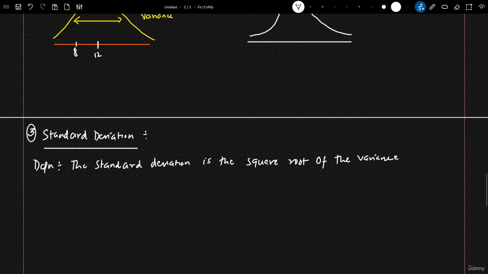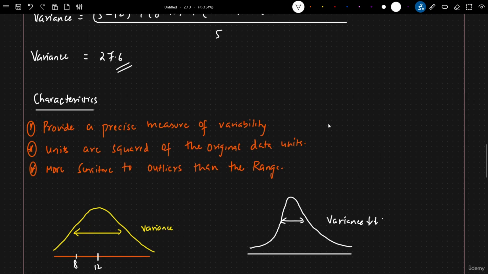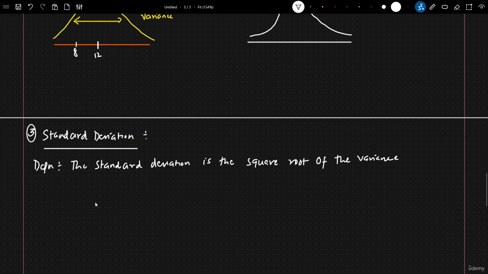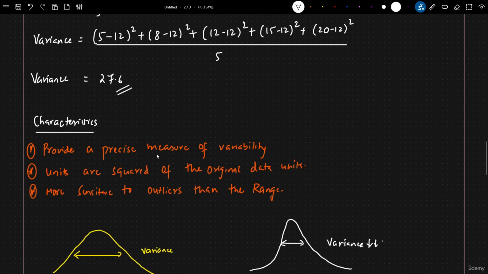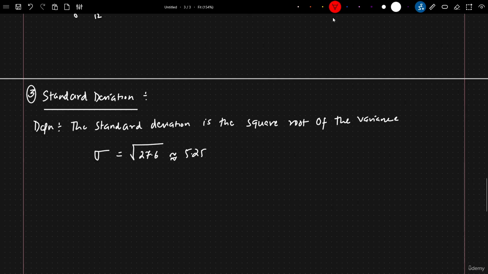Right? So if I just go ahead and use the same formula over here, I got 27.6. So if I calculate the standard deviation, which is given by sigma, it is nothing but the square root of the variance that I have got, 27.6. If I calculate this, it is approximately 5.25. Now, what does this standard deviation basically say?